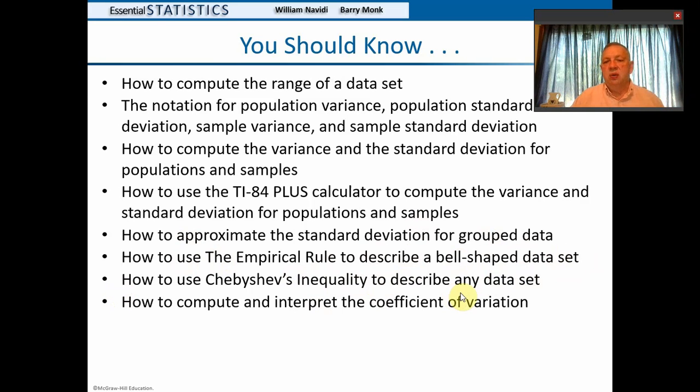How to use Chebyshev's inequality to describe any data set. If it's bell-shaped, we're certainly going to get a better estimate with the empirical rule, but for any data set, we can use Chebyshev's inequality to find those values. From there, the 75% and then the 89% for 3 standard deviations. And then how to compute and interpret the coefficient of variation, the relative spread based on 2 different data sets that may not be the same information, but we can tell differences in area, location, or type.